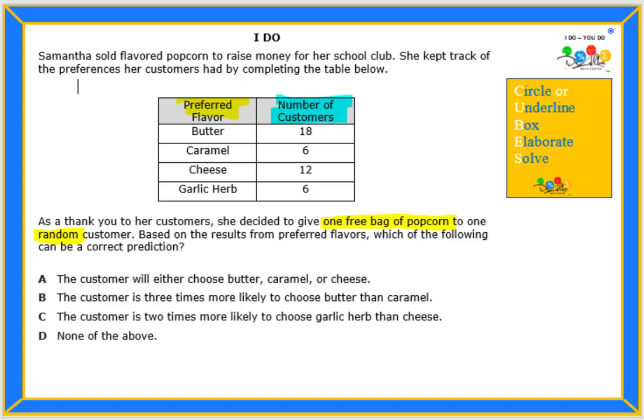Based on the results from the preferred flavors, which of the following can be a correct prediction? Now let's look at the table, and we see that the customer will either choose butter, caramel, or cheese. So if I'm looking at the table, caramel, butter, and cheese are on the table, but what about garlic herb? That is also a choice.